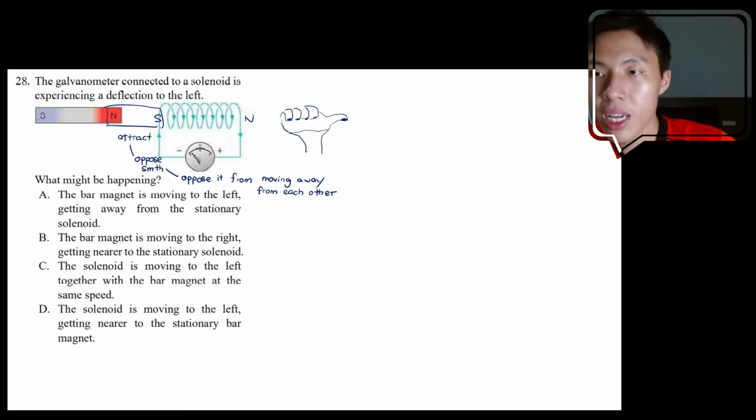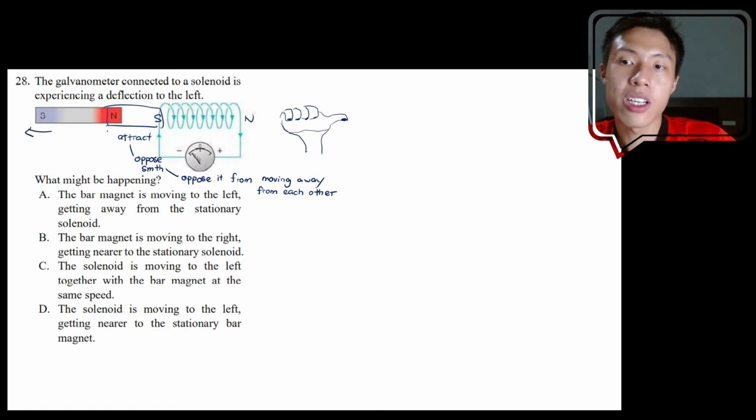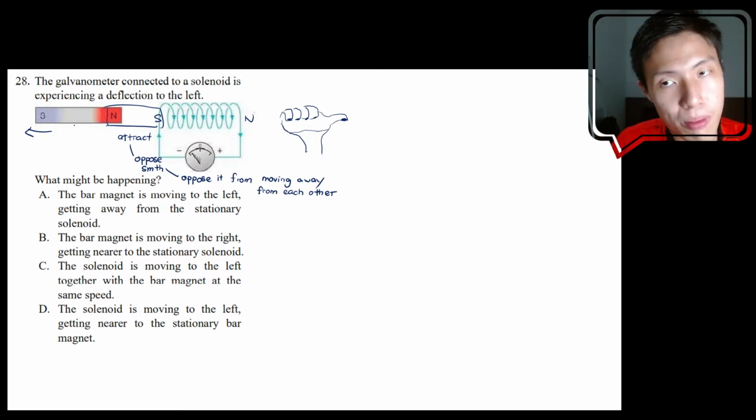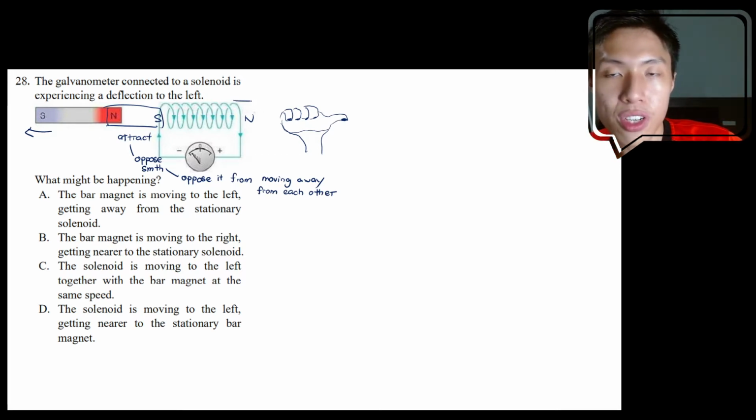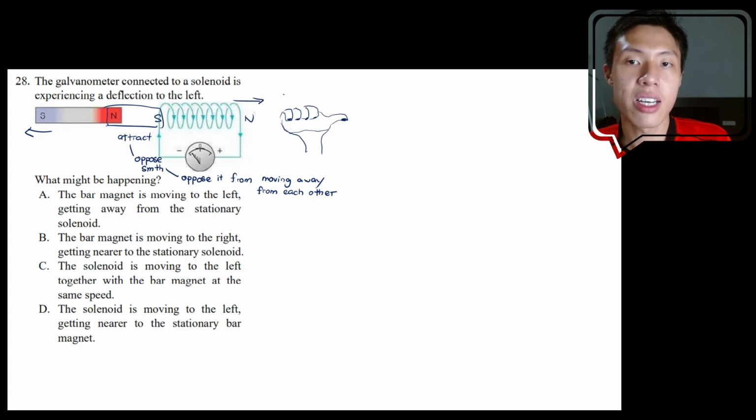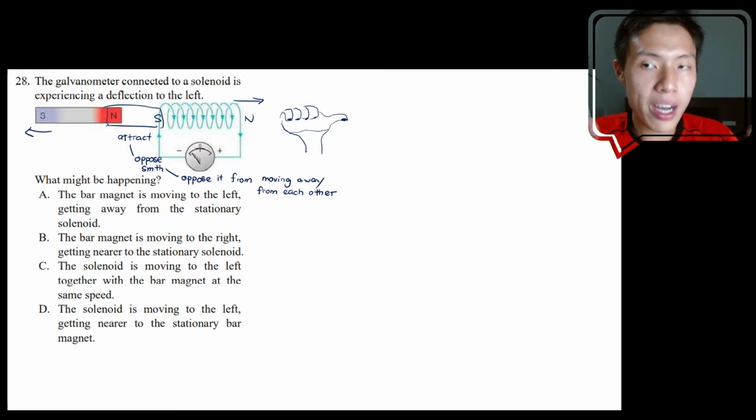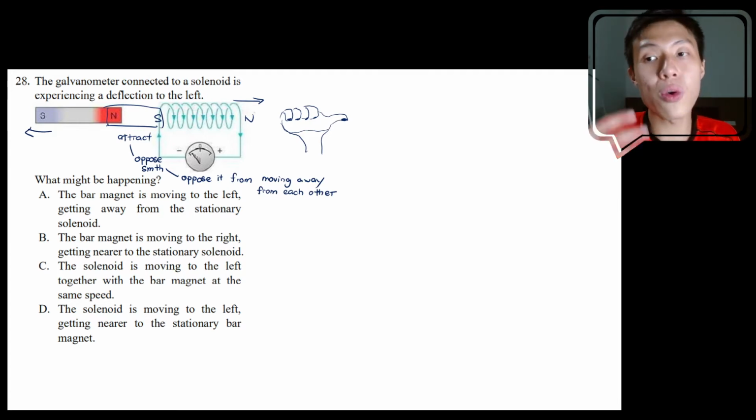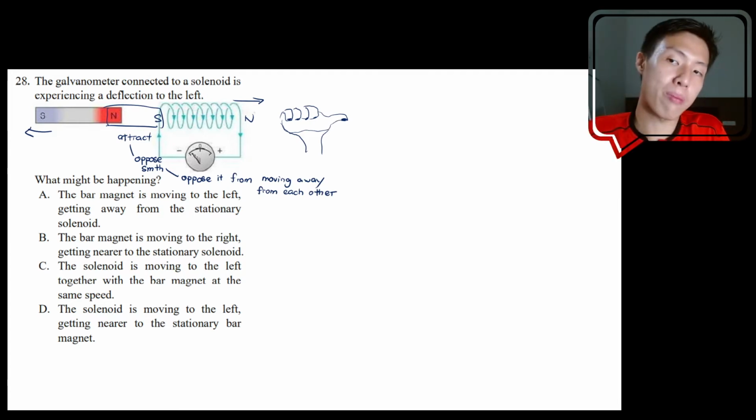Okay, so what is happening right now? The bar magnet is moving away from the solenoid. Only the solenoid will try to attract it back. Or the solenoid is moving to the right, then the solenoid will try to create attraction to pull itself back to the left. They are moving far apart, that's why they want to attract each other, because the induced current always wants to oppose it from happening.